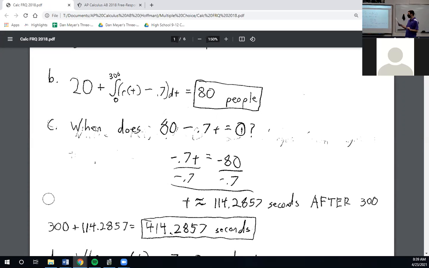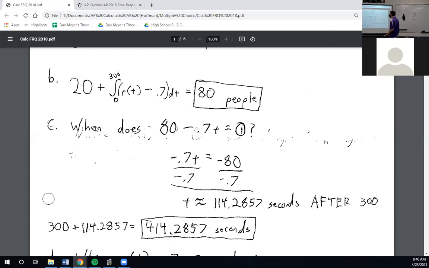And then part D asks, at what time is the number of people in line at a minimum? To the nearest whole number, find the number of people in line at that time. So in other words, if we're trying to find a minimum between 0 and 300 for the number of people in line, then anytime we want a minimum, that's going to be: take your derivative, find where it's 0, make a sign chart.